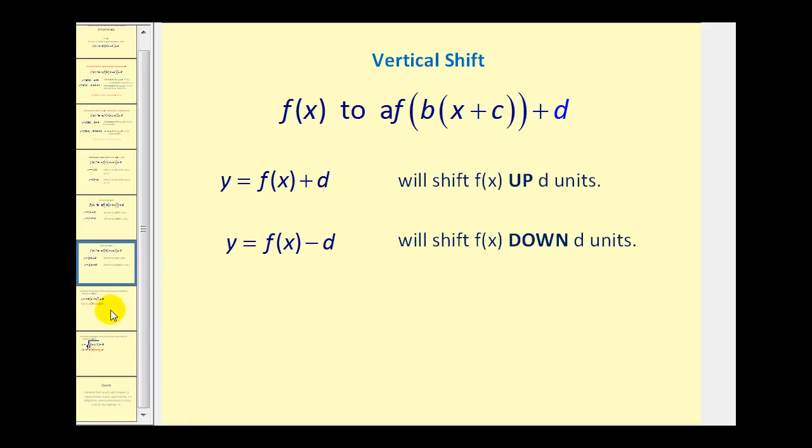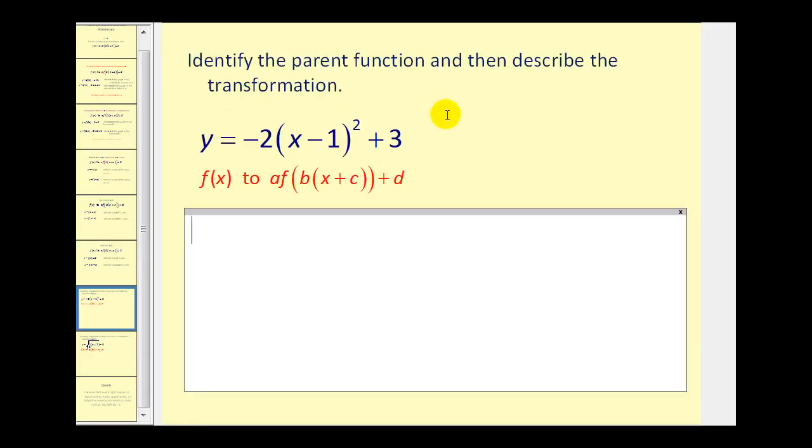Okay, let's see if we can put all these pieces together. For these last two examples, we want to be able to identify the parent function and then describe the transformation. We have y equals negative 2 times the quantity x minus 1 squared plus 3. So hopefully we can recognize this as a quadratic function. So the parent function would be y equals x squared.